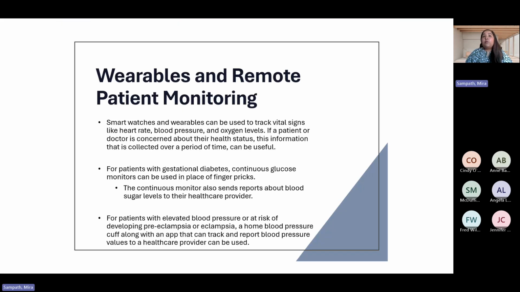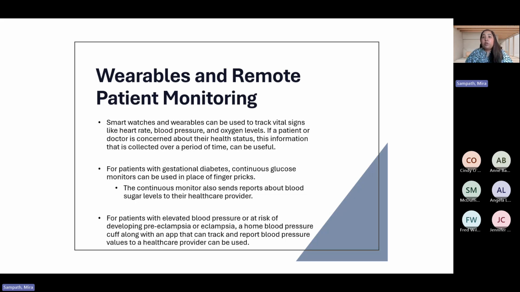Wearables and remote patient monitoring in the context of maternal health. Of course, smartwatches and wearables can be used to track vital signs like your heart rate, blood pressure, and oxygen levels. If a patient or a doctor is concerned about their health status, this information that's collected over a period of time can be really useful. For patients with gestational diabetes, continuous glucose monitors can be used in place of your traditional finger prick to check your blood glucose. The continuous monitors also send reports about blood sugar levels to their healthcare provider directly so that they can be continuously monitored.